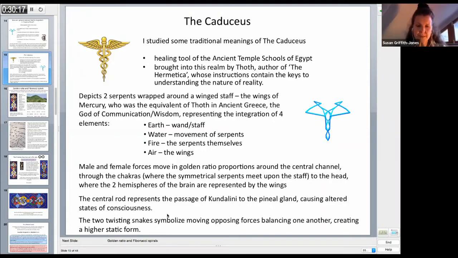The central rod represents the passage of Kundalini to the pineal gland, causing altered states of consciousness. And the two twisting snakes symbolize moving opposing forces, balancing one another, creating a higher static form. Now, again, this is really the very basics of the caduceus, and in the next session, I'm going to take you into a really incredible description and decoding of the caduceus, which is starting to come to the point, actually. But since I'm taking you through the step-by-step process, I don't want to jump the steps at this point.